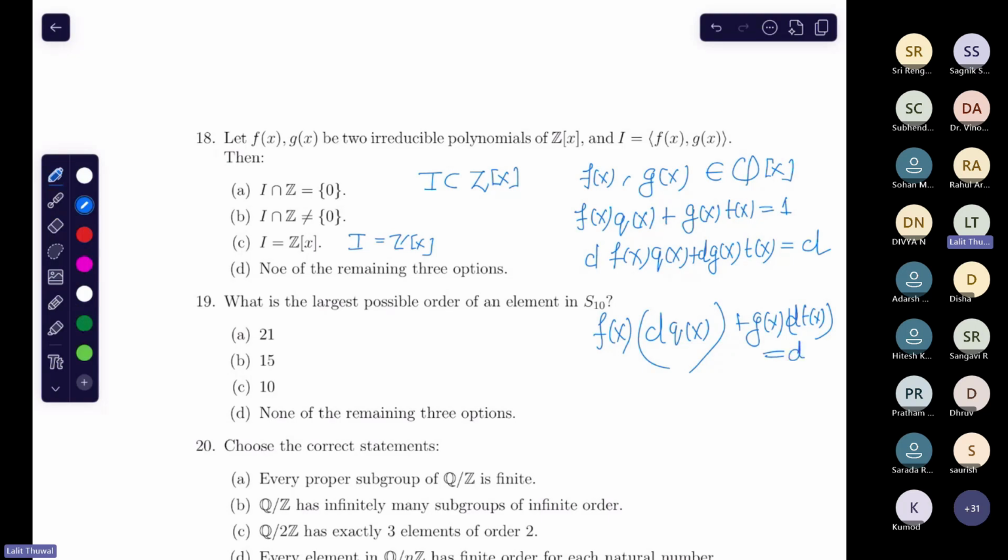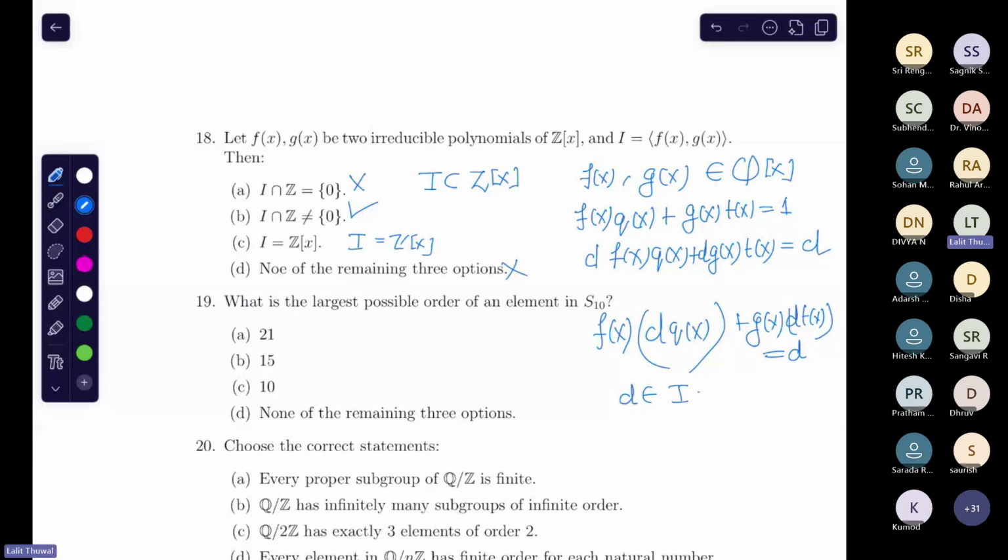Okay, so this D is in your ideal I by definition, because this polynomial is now in Z[x] since we have cleared all the denominators, and this polynomial is also in Z[x]. So D belongs to I because D is in the ideal generated by f(x) and g(x). So I always contains an integer. This is correct. Okay, all others are incorrect.